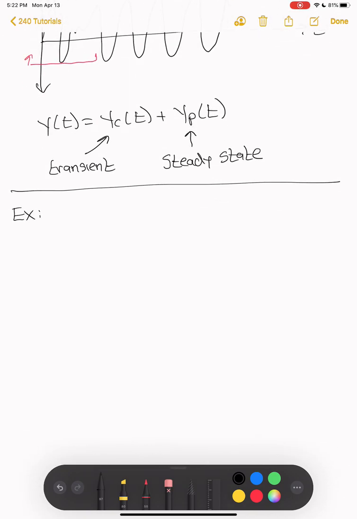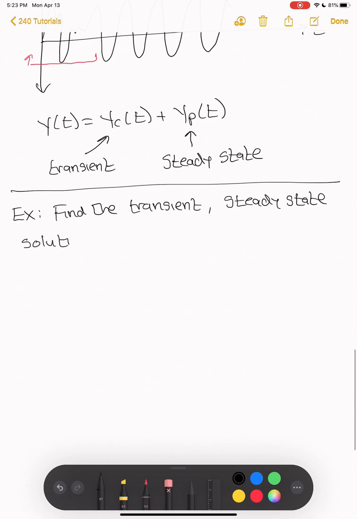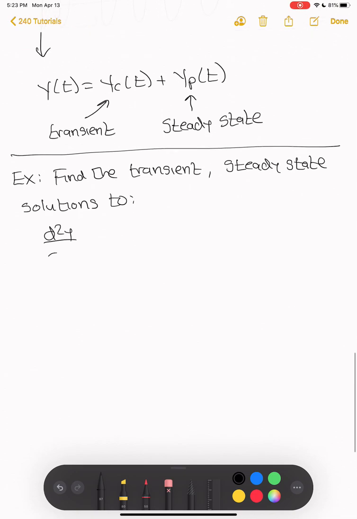All right. So just as a brief review of what we need to be doing on exams, it's going to say something like find the transient and steady state solutions to some differential equation, and they'll just give it to you. So we have d squared y dt squared plus 2 dy dt plus 5y, not equal to 0 this time, but 4 cosine of 2t. All right, so what do we do?